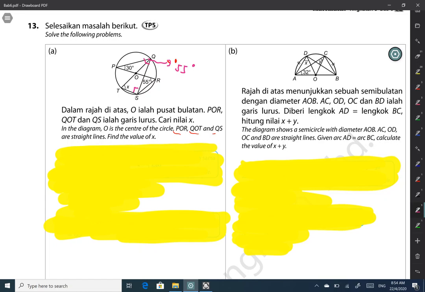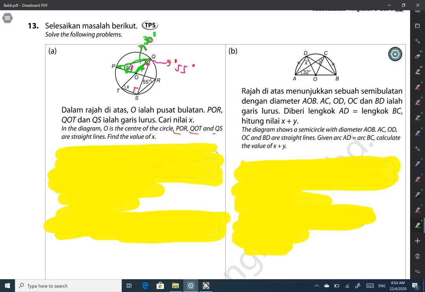Okay, so we see this is the radius. This is radius, right? So this is 30. Sure, here is 30 also. So how I get this one? 看到吗? 这条是半径, 这条也是半径. So this is isosceles triangle. 这个是等腰三角形. 所以这里是30, 这里也是30. So I know the total is 55.